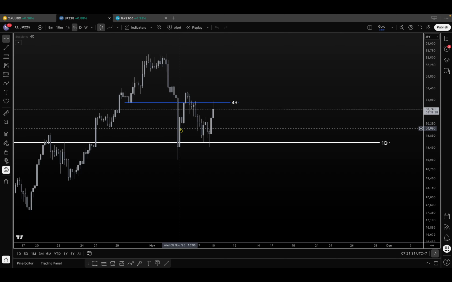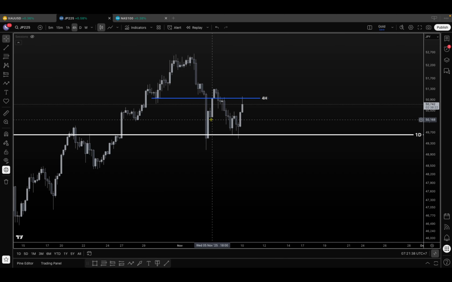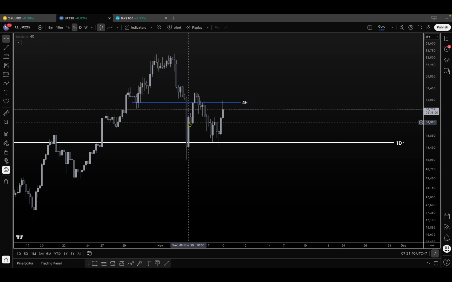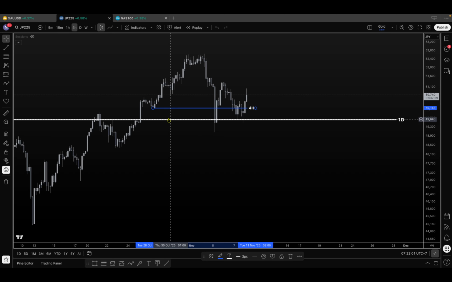And I took one loss right here as I attempted to short after the price broke this level. And obviously I lost that trade. The reason is I also failed to realize that this is the area of interest to go long on daily.